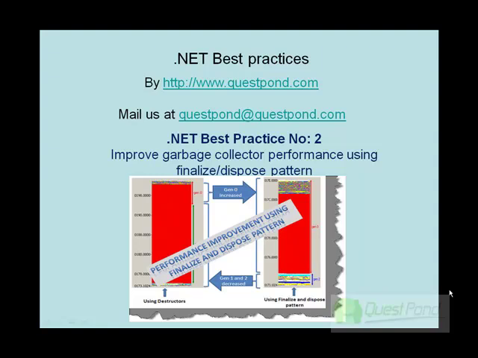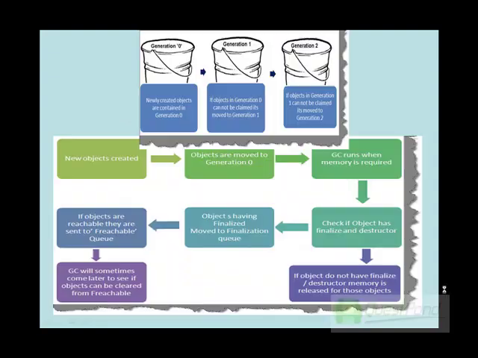Okay. So what we'll do is first start with the theory for this video. We'll start with the theory of how the garbage collector works, how the destructor works, how finalize works, etc. And then we will see how performance is impacted when we use the destructor and how performance is improved when we use the finalize and dispose pattern.